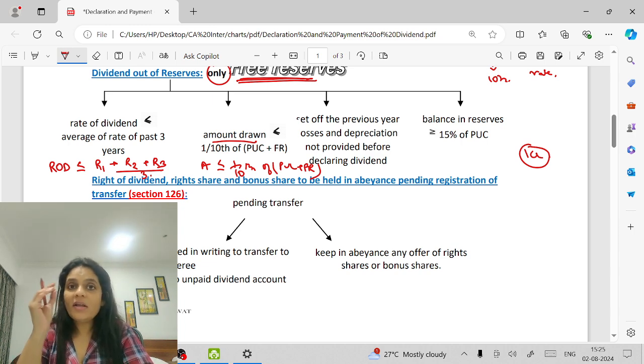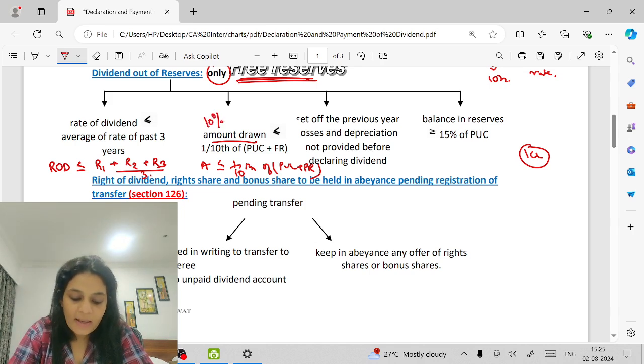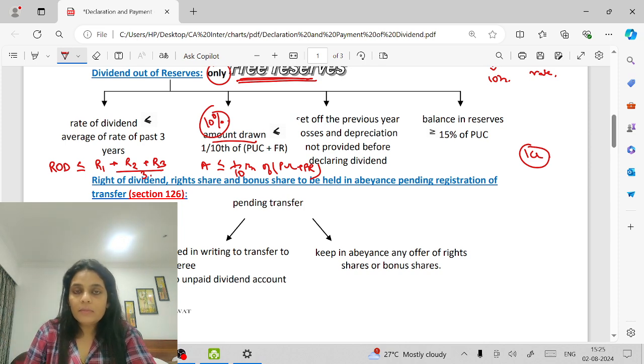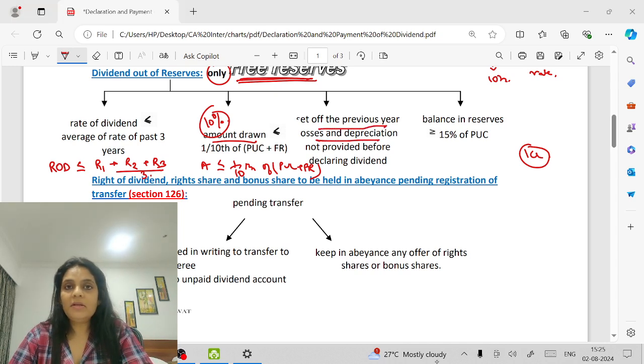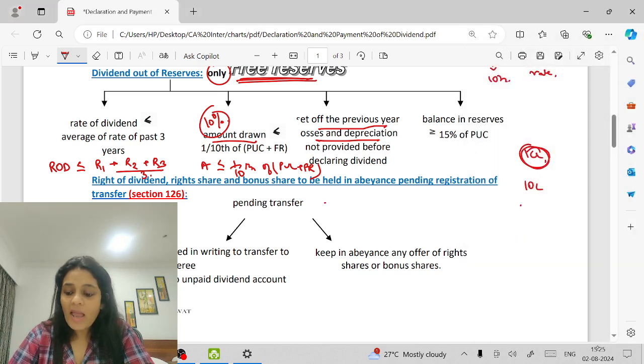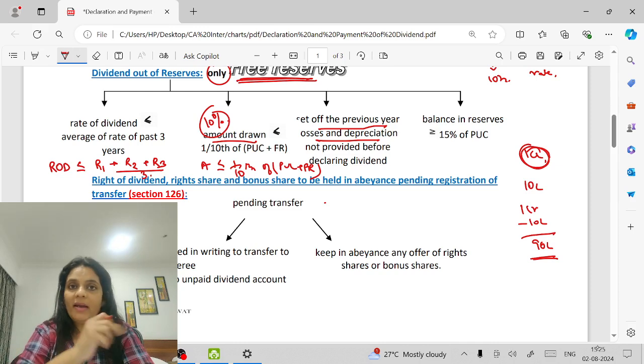That means whatever my paid up capital and free reserves is, the maximum drawal that I can make is how much? 10%. Whatever I draw, that money will be first utilized to set off the previous year losses and depreciation. So let's say I have a loss of 10 lakh and I'm withdrawing 1 crore. I have to first set off 10 lakh from here, and I can only use the remaining money to pay off my dividend.